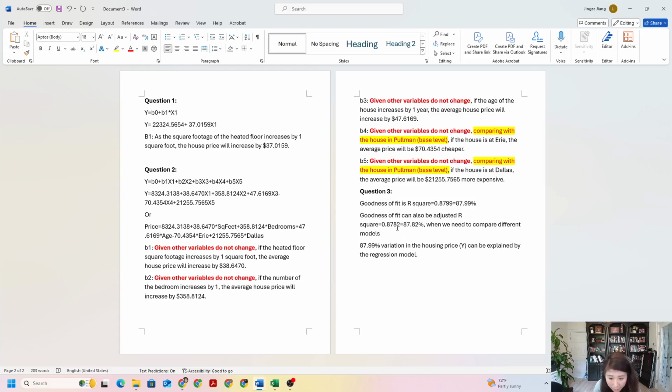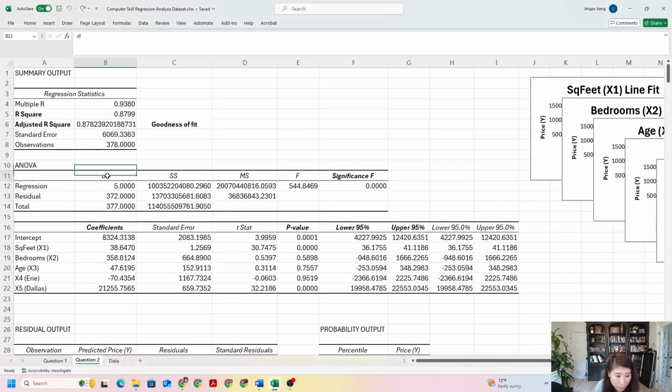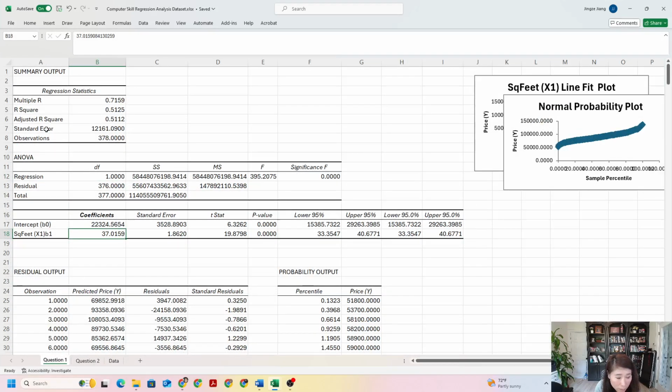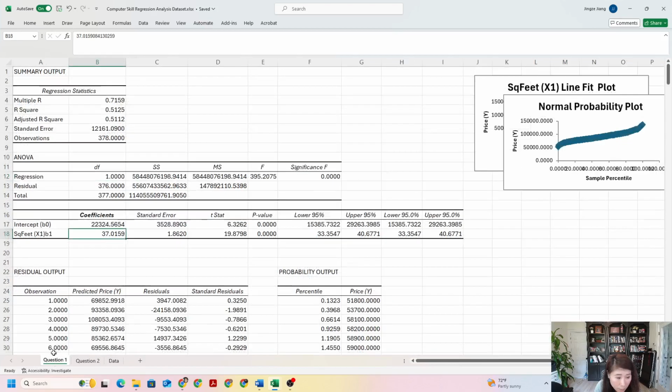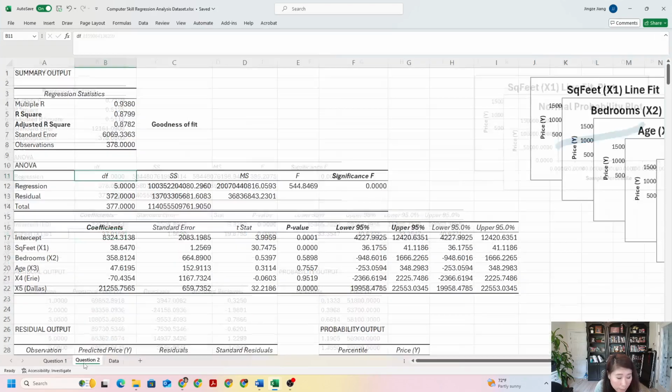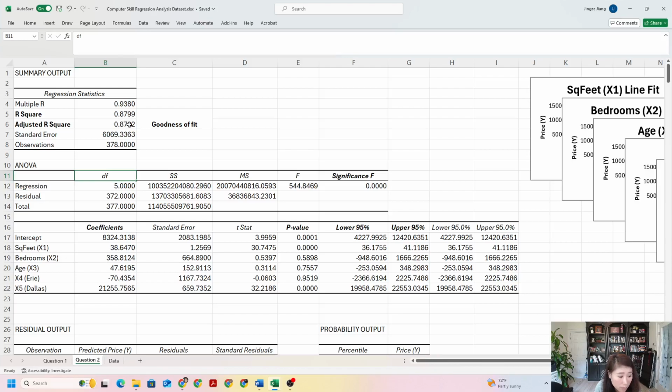Before I end this video, I want to call out why I mentioned that when you're comparing models, you need to use adjusted R-square. If I go back to my Excel file, my adjusted R-square for the multiple linear regression model is 87.82%. If I go back to my simple linear regression model, and you want to compare whether it is doing better than the multiple linear regression model, you need to look at adjusted R-square. The adjusted R-square for the simple linear regression model is 51.12%. It's way smaller than the multiple linear regression model. Therefore, we believe our multiple linear regression model is able to fit the data better.